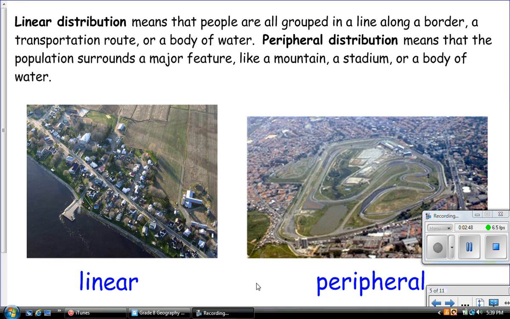So here we see an example of linear distribution where the houses are set up like nice rows along a body of water, but also along a major transportation route. And here we've got peripheral distribution, which means that the houses are tightly packed together, but they're all surrounding this raceway here.